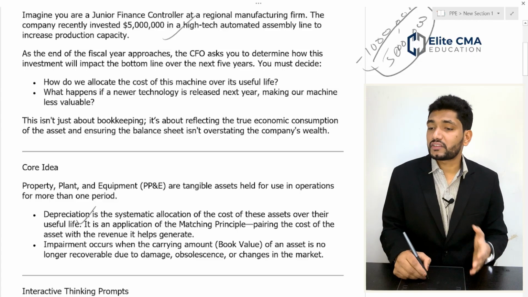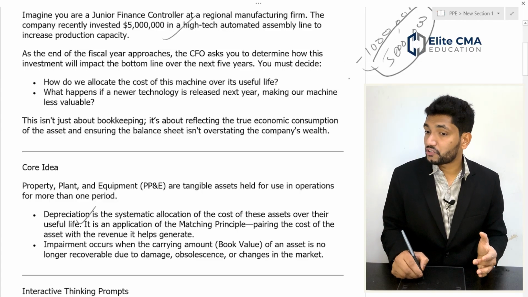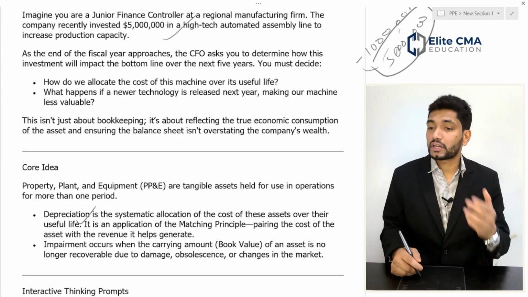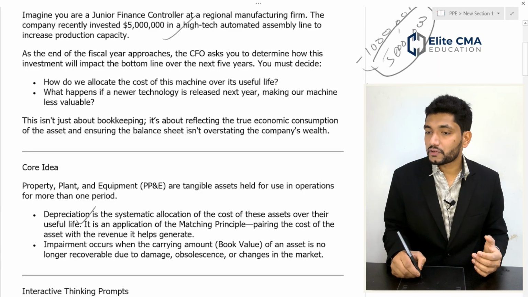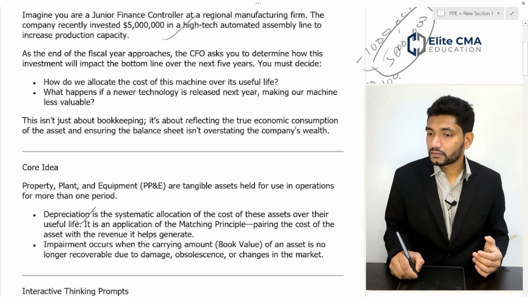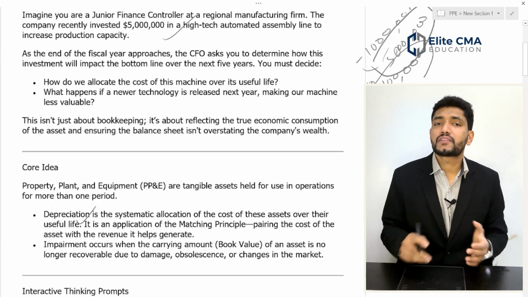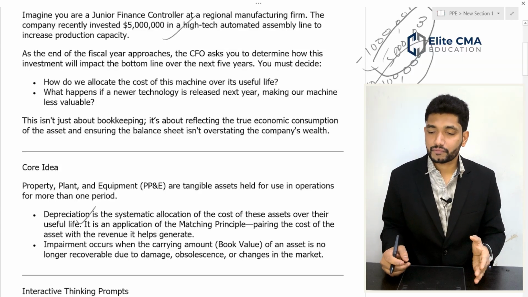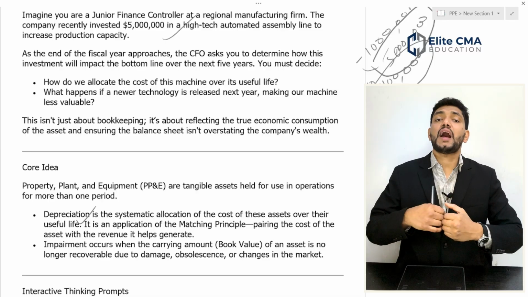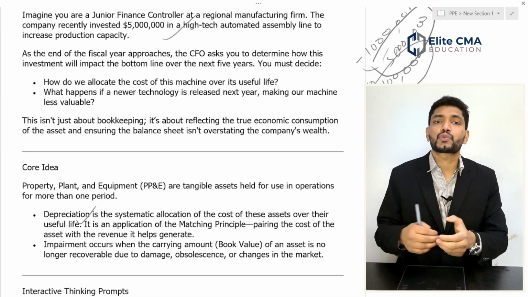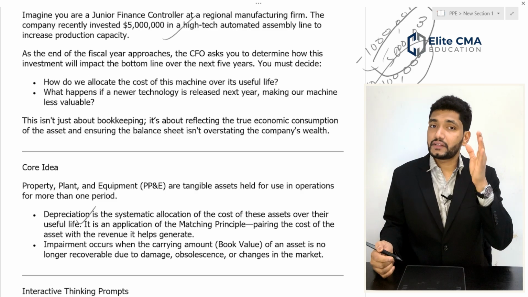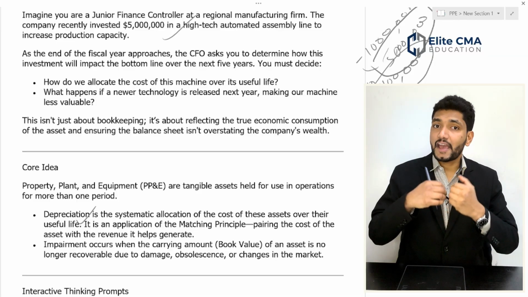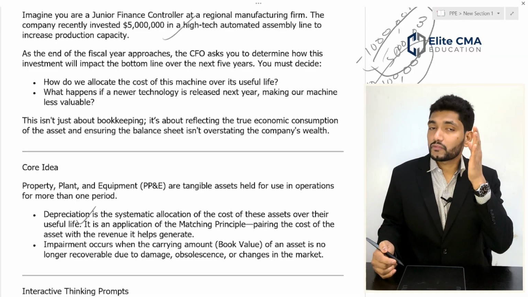When it comes to depreciation, you purchased a machinery for 1 million and you assume that you can use that machinery for the next 10 years. That means you have to allocate 100,000 to each of the 10 years if you are using the straight line depreciation method. So depreciation means allocation of the total asset value throughout its useful life, and impairment means writing down the carrying value of the asset due to some specific reasons.